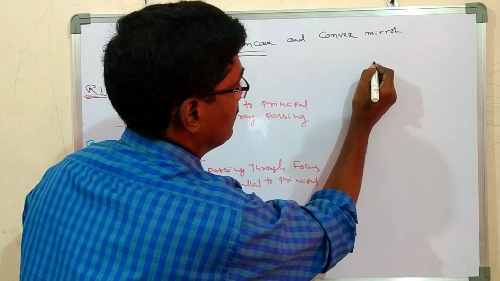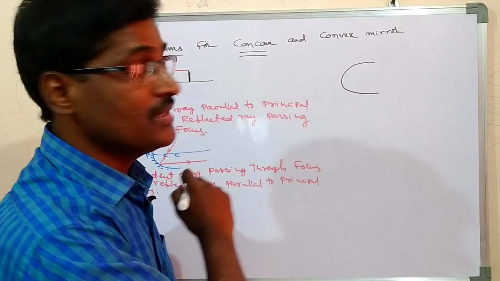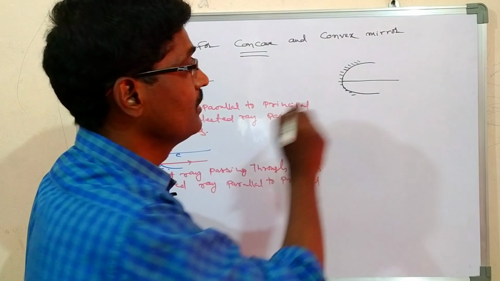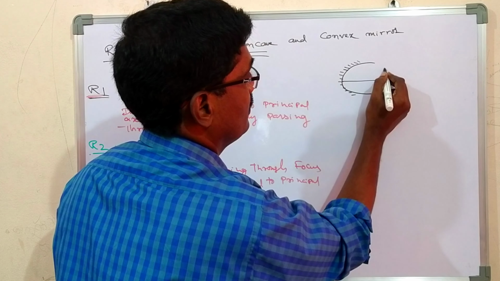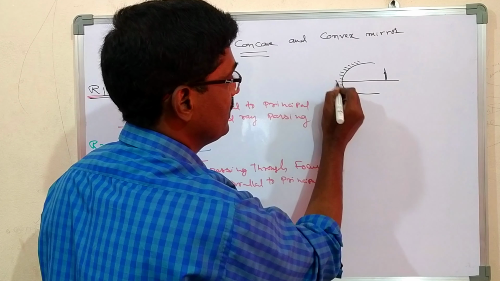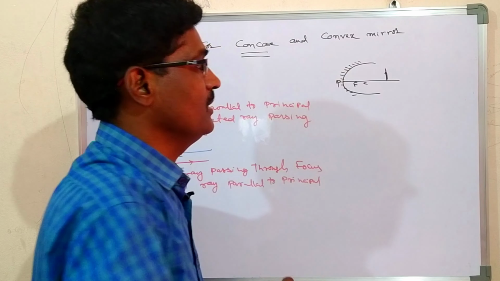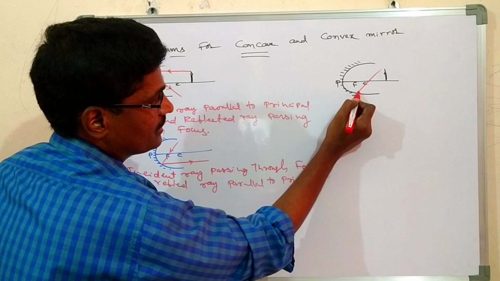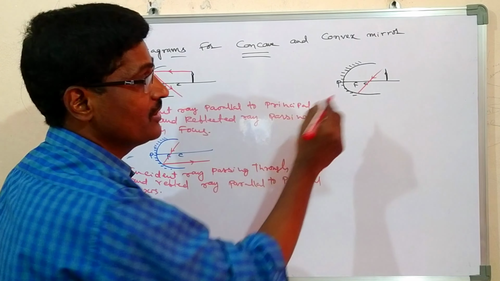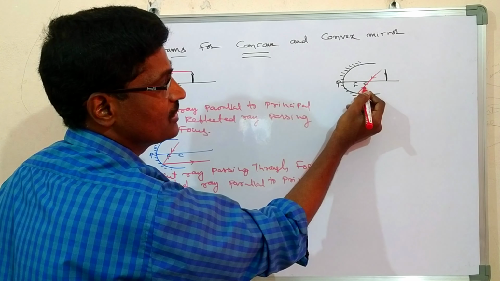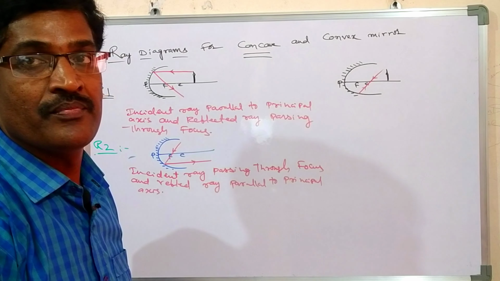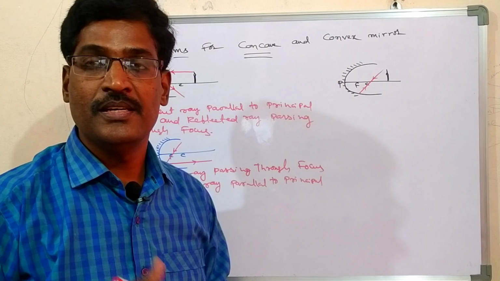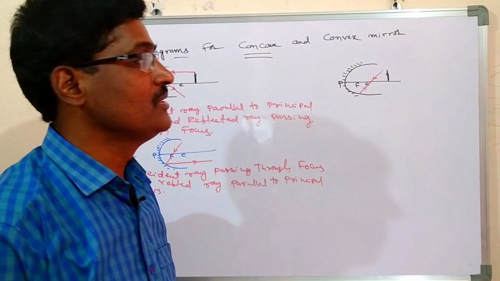Last one for the concave mirror, that is R3. What is the rule for R3? Now it is a concave mirror. As you know, here is the principal axis. Here is the source of light or candle. Here are the pole, center of curvature and focus. If the ray is passing through the center of curvature, it is the incident ray. After meeting the mirror, it is reflected along the same path. Incident ray passing through C and reflected ray also moving on the same path.